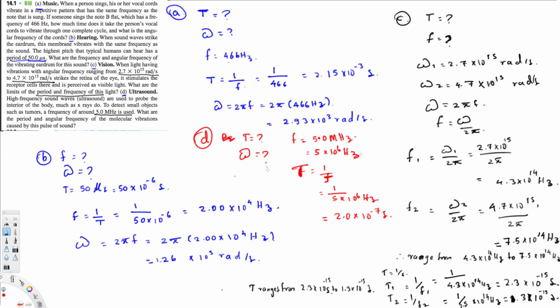So we have the period, and omega is equal to 2 pi f. So we simply have to multiply this one by 2 pi. So 2 pi times 5 times 10 to the power of 6 hertz, and that gives us 3.1 times 10 to the power of 7 radians per second. And that is the final answer.